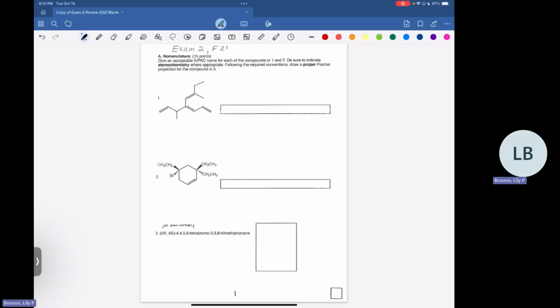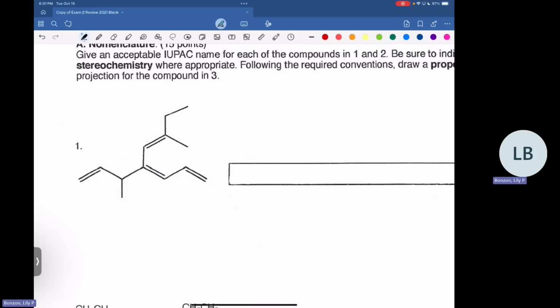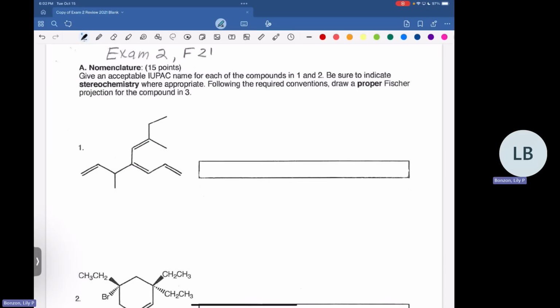Okay, so we're gonna get started with our nomenclature. For this exam, you'll just have to know alkenes and all the previous stuff that we've learned before. Now that we've learned alkenes, that's gonna be our highest priority functional group. And so the rule for when we have a bunch of double bonds, like in question 1, is we're gonna want to try and get as many of those double bonds in the main chain as possible.